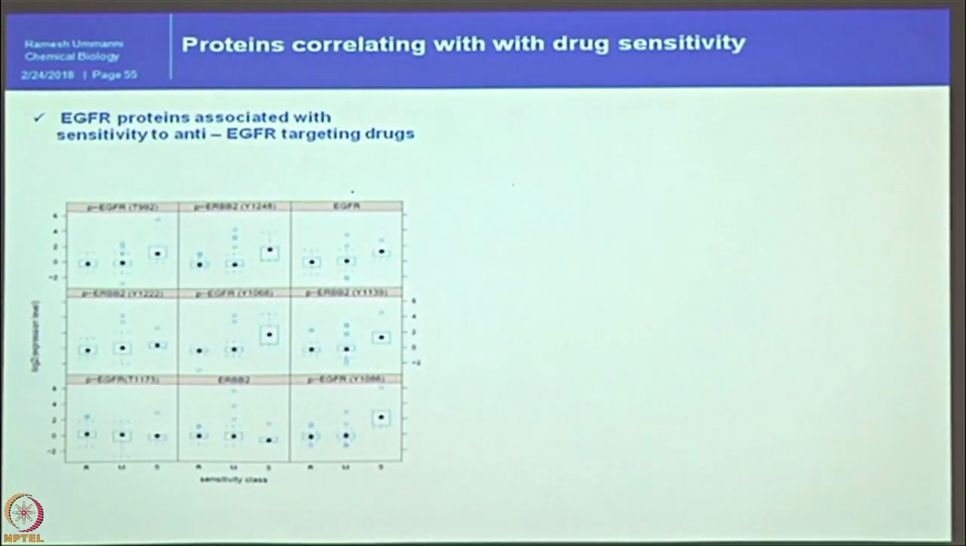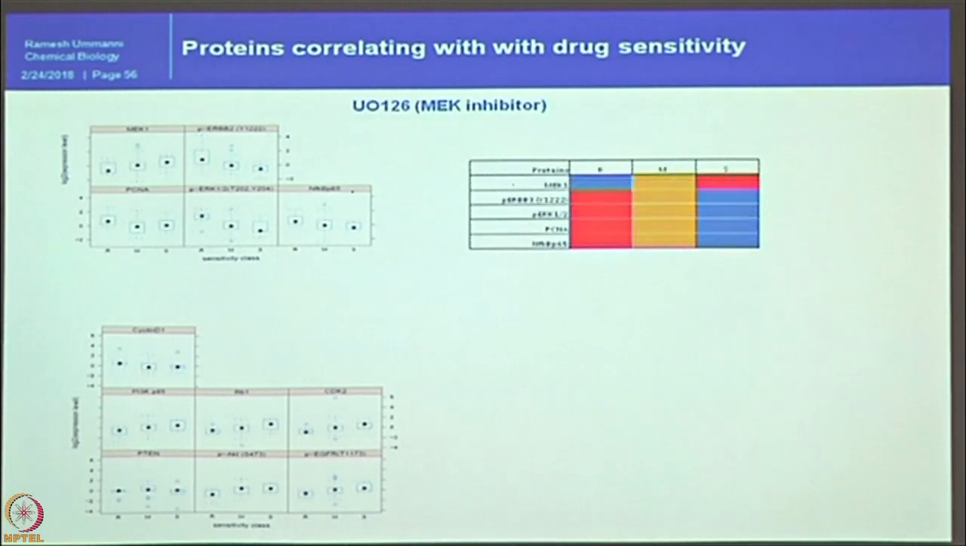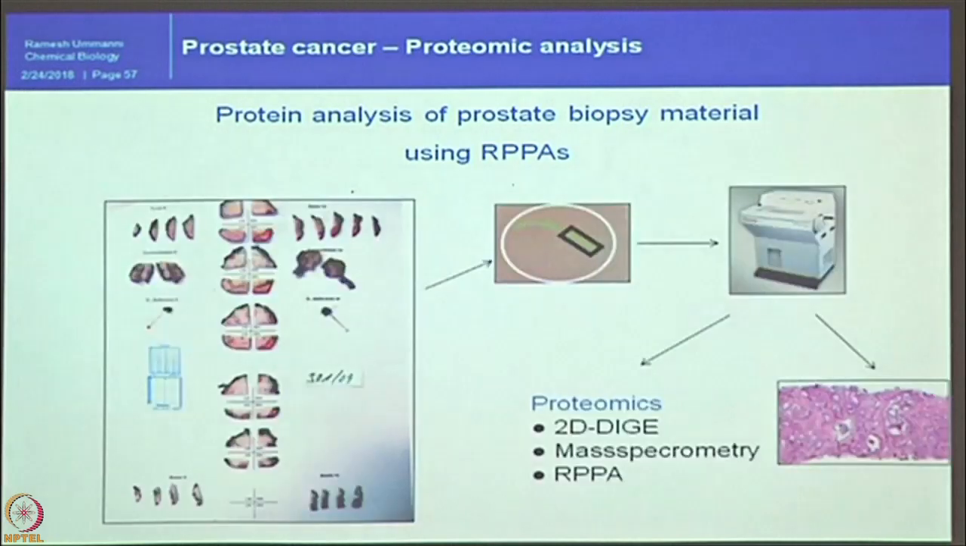Further, we established a set of markers for all the drugs we have screened for their IC50 values against 84 different cancer cell lines. So, this is a way we have established. Now, I will sum up in the last couple of slides. Protein analysis of prostate biopsy material using the RPPA approach. I said in the beginning that any type of sample can be analyzed here. So, the capacity is high throughput, and this is the applicability of RPPA towards the biomarker discovery approach.